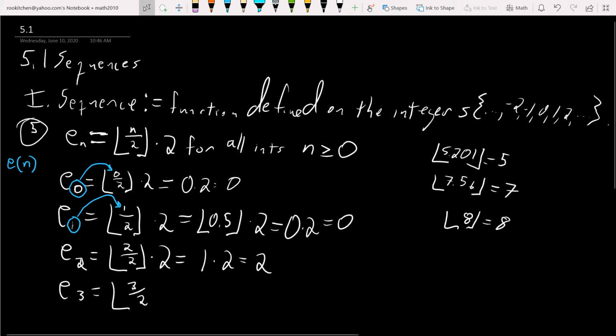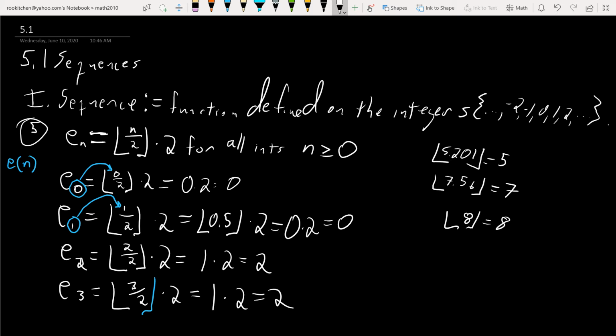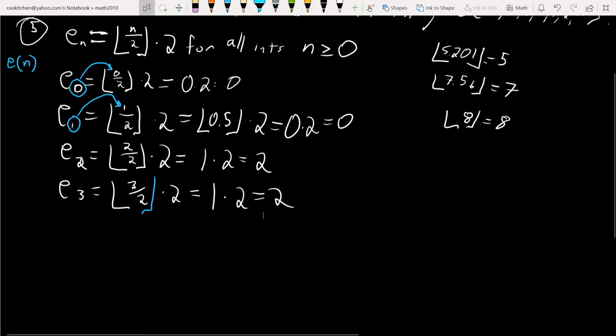Okay, so anyways, E sub 3 is the floor of 3 halves times 2. Floor of 3 halves is the floor of 1.5, which is 1 again. Times 2 is 2. So the first 4 terms of that sequence are 0, 0, 2, 2.